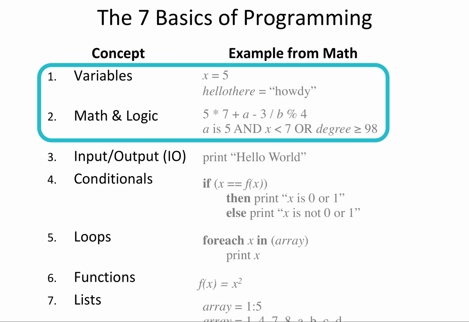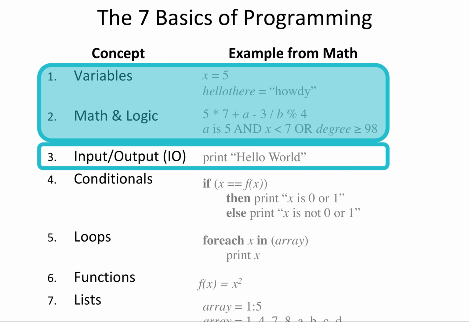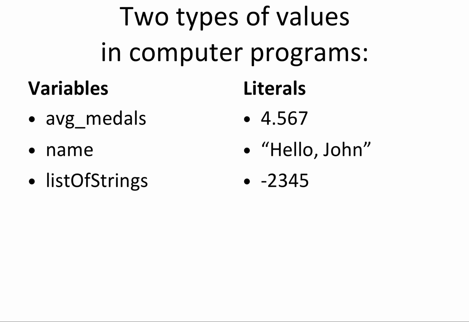We should have already looked at variables and mathematical expressions, and today we're going to focus on input and output functions. Just as a review, there are two types of values in computer programs, variables and literals. Variables are names, or identifiers, that point to values in memory, whereas literals are literal values that you can see in the program itself, such as 4.567, the string "hello John", or the integer -2345.